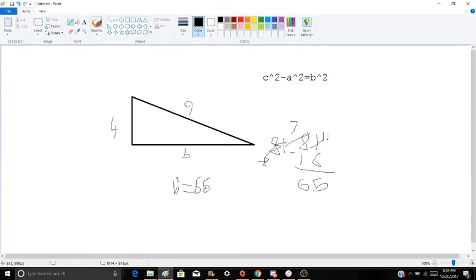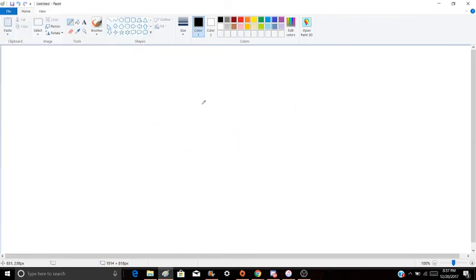Now, since 65 is not a perfect square, when you write it, you can just leave it as a radical, the square root of 65, because that's what b equals. You don't need to show an answer, because you already have your answer right there. Unless the problem says to show it as a decimal, you don't need to change it. So that is it. That's how you do the Pythagorean Theorem.